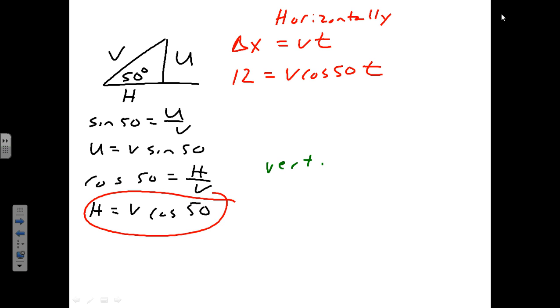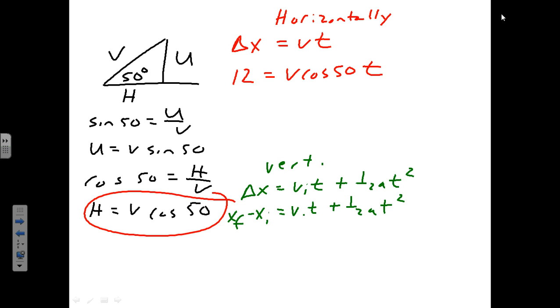Vertically, we usually use the equation delta y equals v_i t plus 1/2 a t squared. We might also write this as final position minus initial position, that's a change in position or displacement, equals v_i t plus 1/2 a t squared. Because in this problem, we know our final position. We want the ball to end up there at the rim, which is 3.05 meters. The ball started at 2.5 meters. So that's our change in position, our displacement.